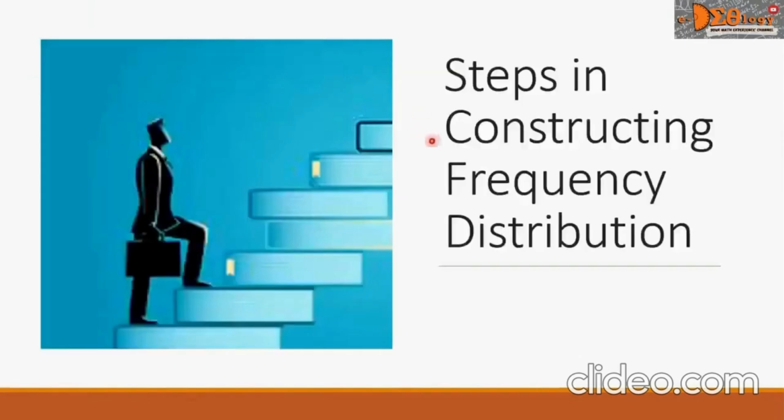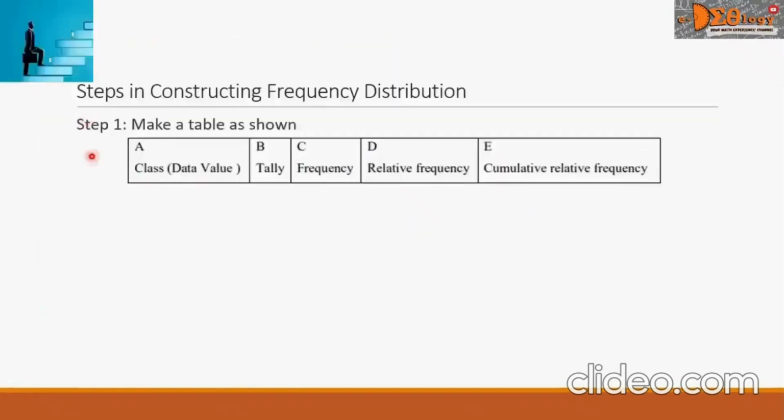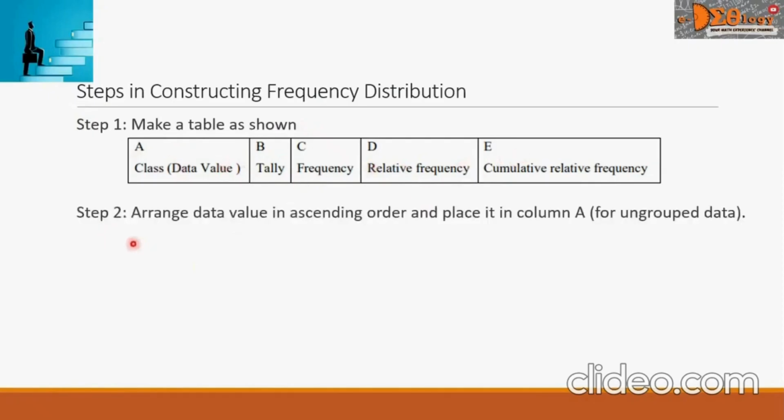There are steps in constructing a frequency distribution. Step 1, we will make a table as shown. It means there will be 5 columns. For step 2, arrange data values in ascending order and place them in column A, that is for ungrouped data. Step 3, tally and count the data and place it in columns B and C.